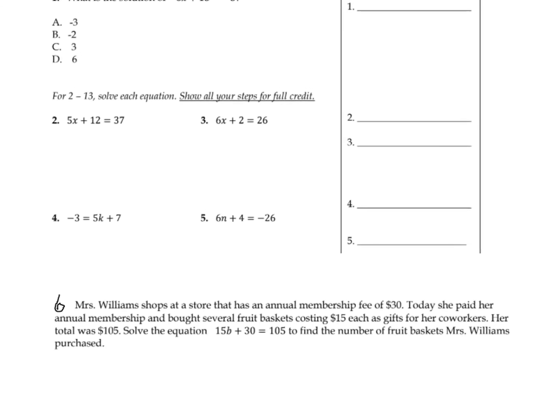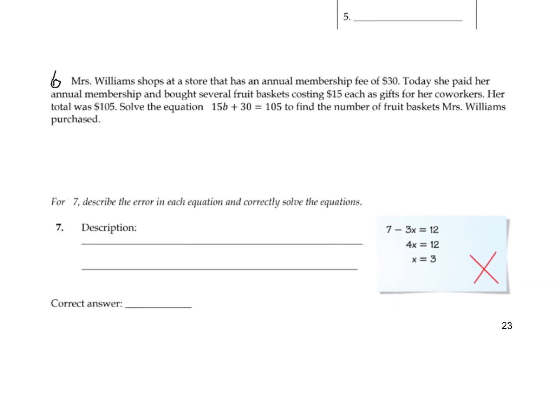So 1 through 5 is just solving. 6, you have a word problem. They give you the equation to solve. And in 7, find the mistake that the person made and write a sentence about the mistake and go ahead and find the correct answer. So that's what you should be working on for the rest of the class.